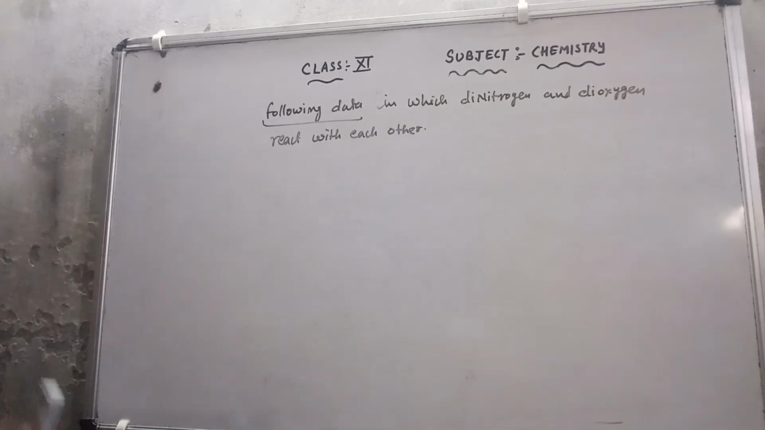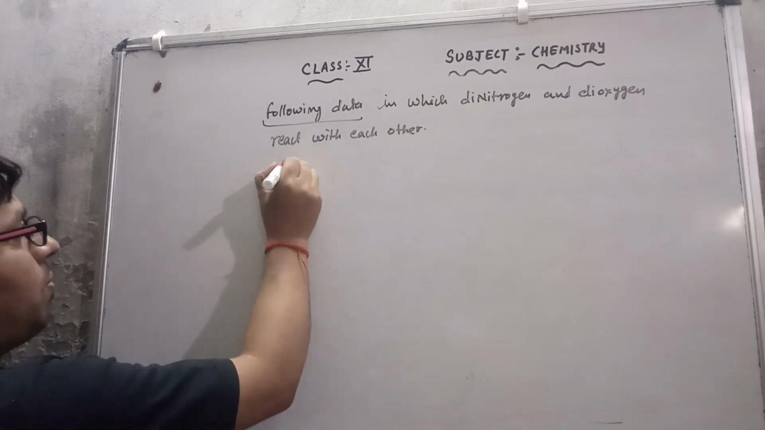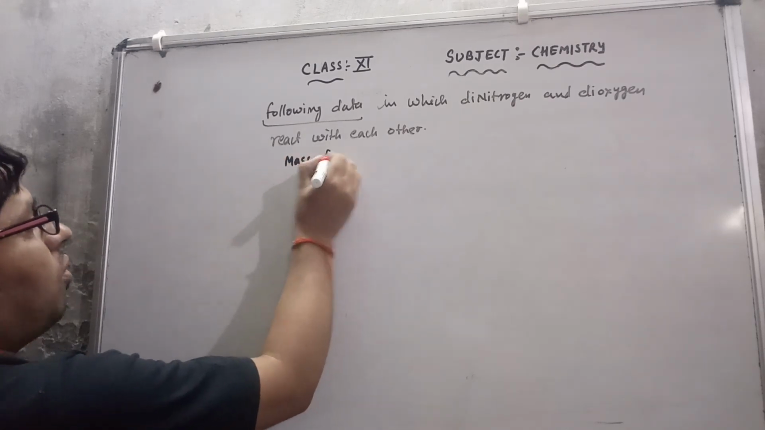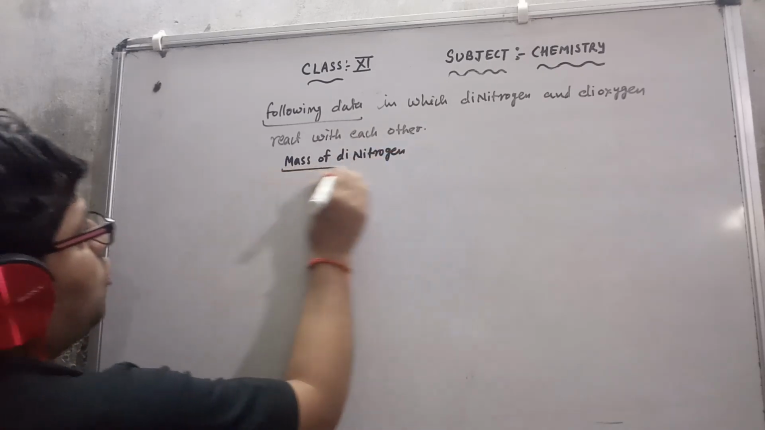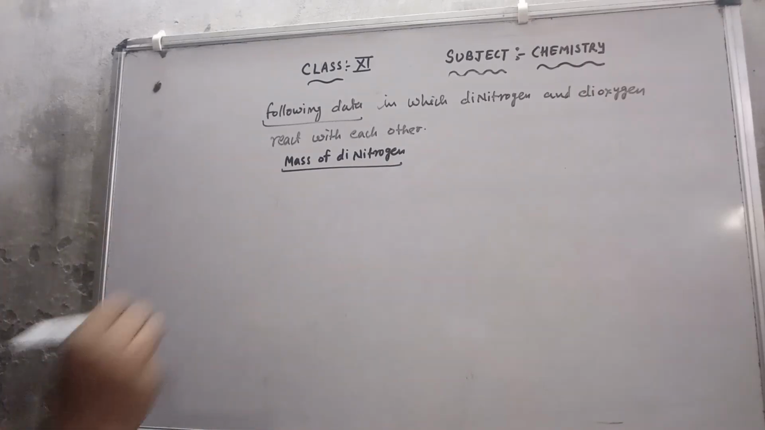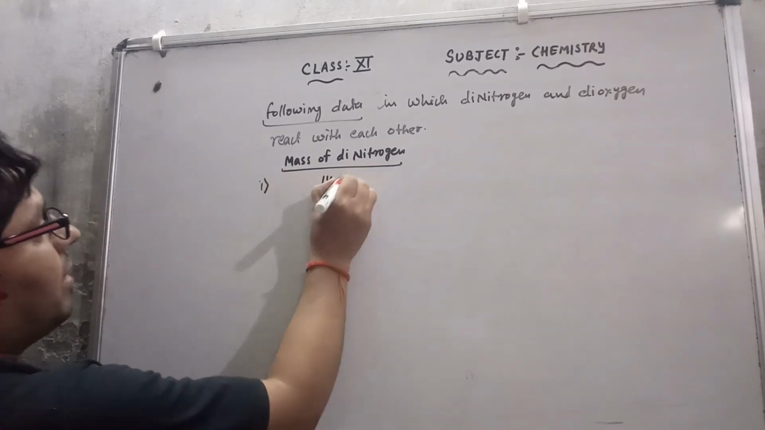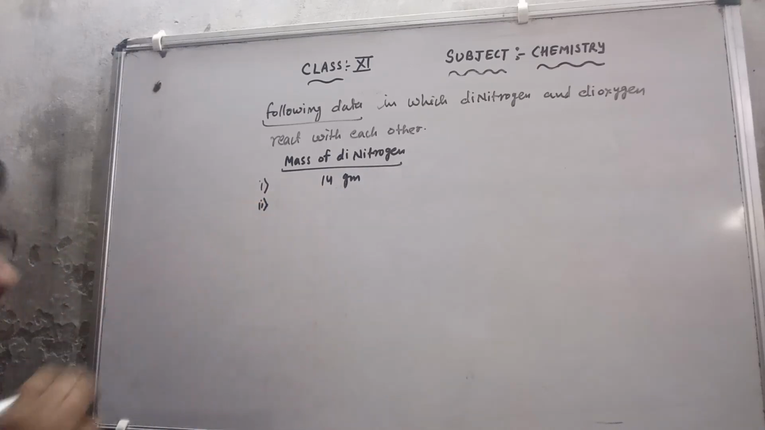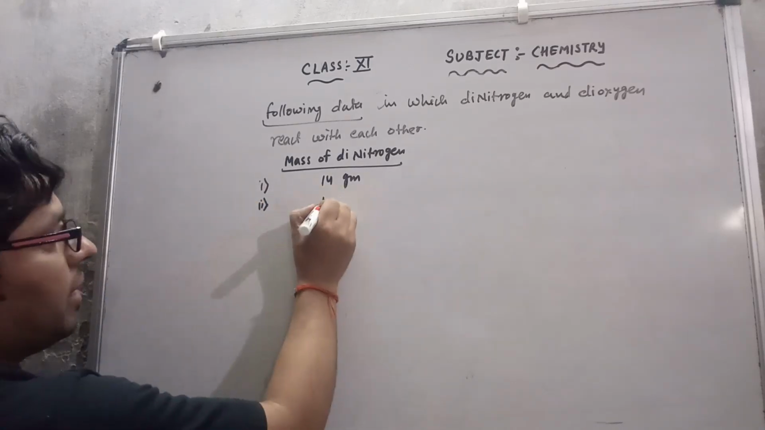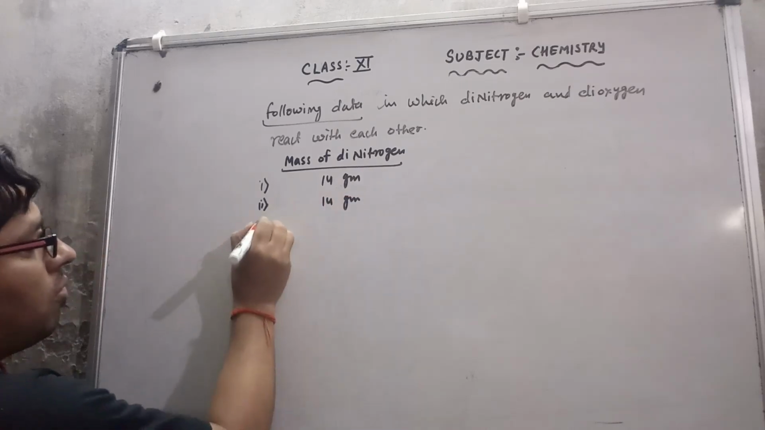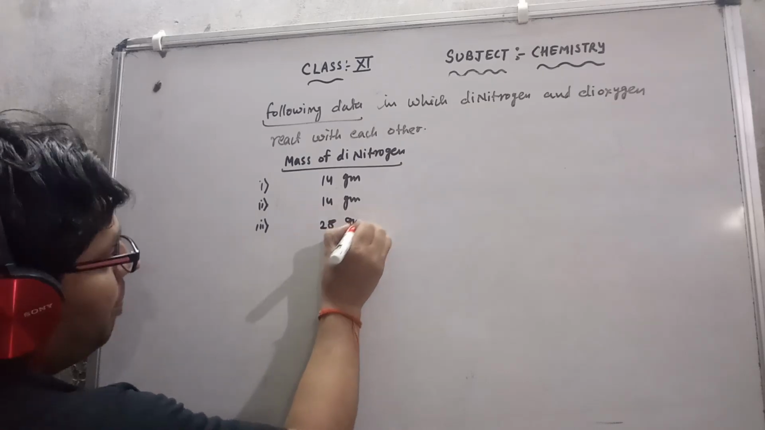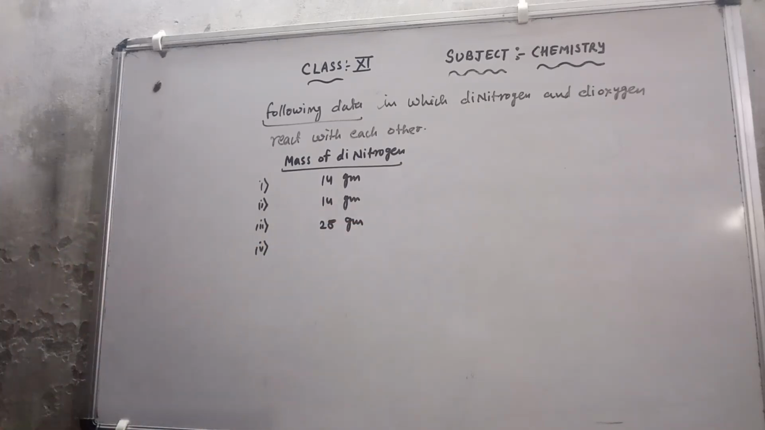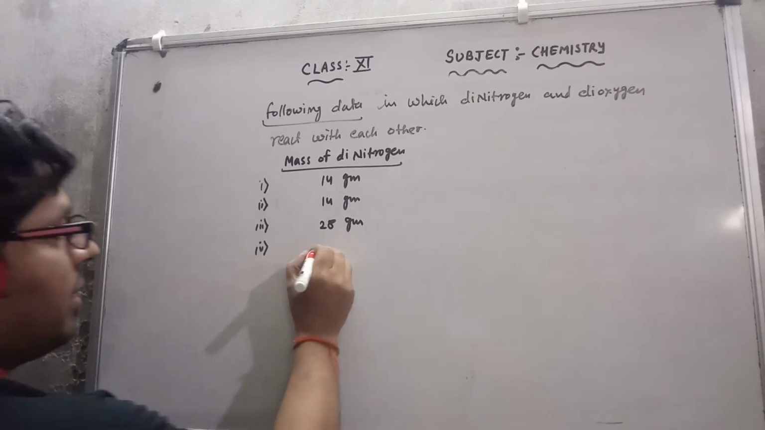So whatever they are giving us, that is the mass of dinitrogen that I am obtaining. For the first compound, this is 14 gram. For the second compound, this is also 14 gram. For the third compound, this is 28 gram. And for the fourth compound, this is also again 28 gram.